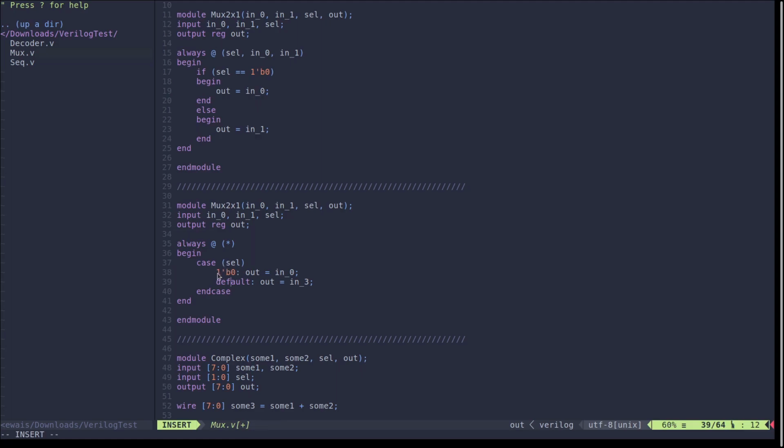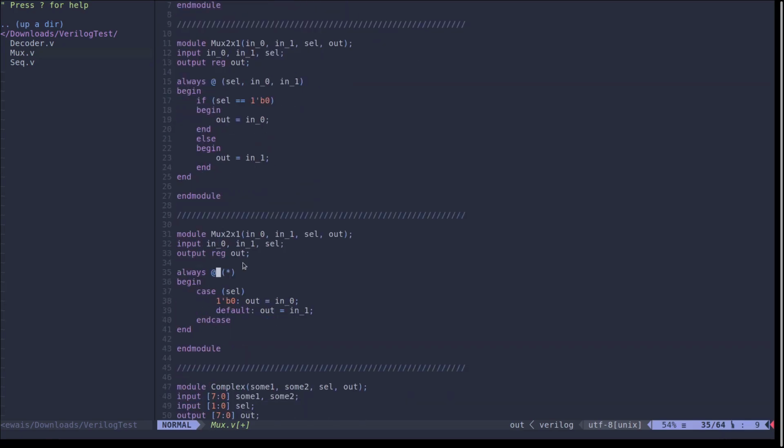This is the case statement. If the case is that select is 0, then the output is input 0. Oops, this is input 1, not 3. And then otherwise, the output is input 1. And just the same way that you were not supposed to get rid of this else, this default is also here to stay. It is not redundant. If you remove it, you will end up with hardware that is not what you expect.